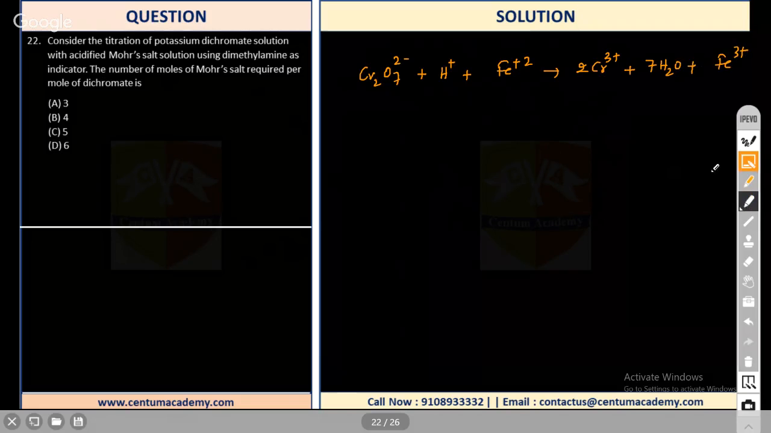And if you see this reaction, we'll get 6 moles of this and 6 moles of this. So the ratio should be 1 is to 6, right? And hence we can say the number of moles of Mohr's salt required per mole of dichromate is 6 mole. Answer is option D. This you have to memorize, because you don't have to write down the equation. That equation you cannot memorize. You can balance this, you'll get this 6 by balancing the equation, and for that you should know what all products are there so that you can balance these equations.